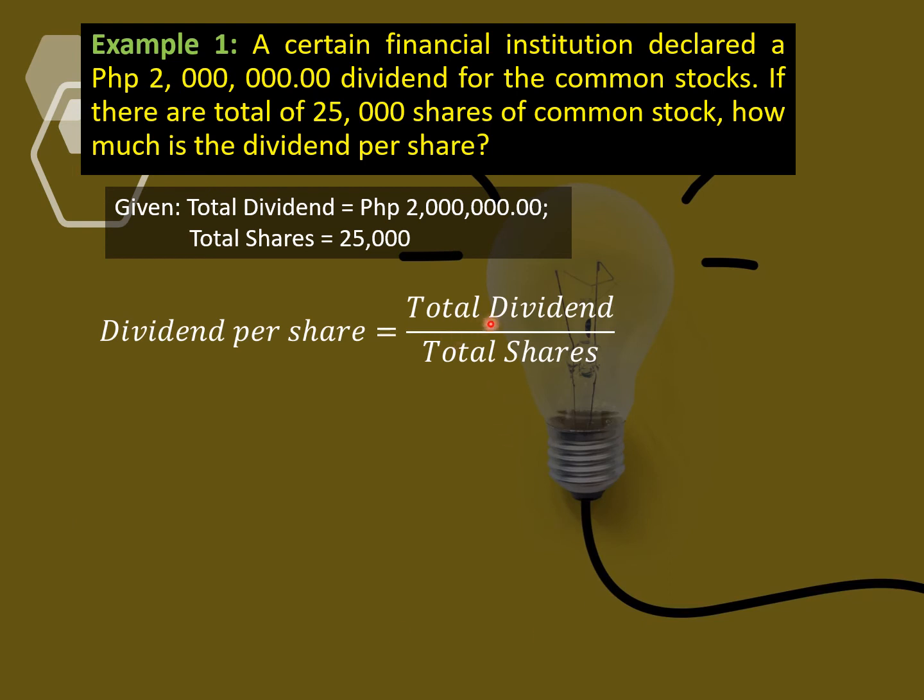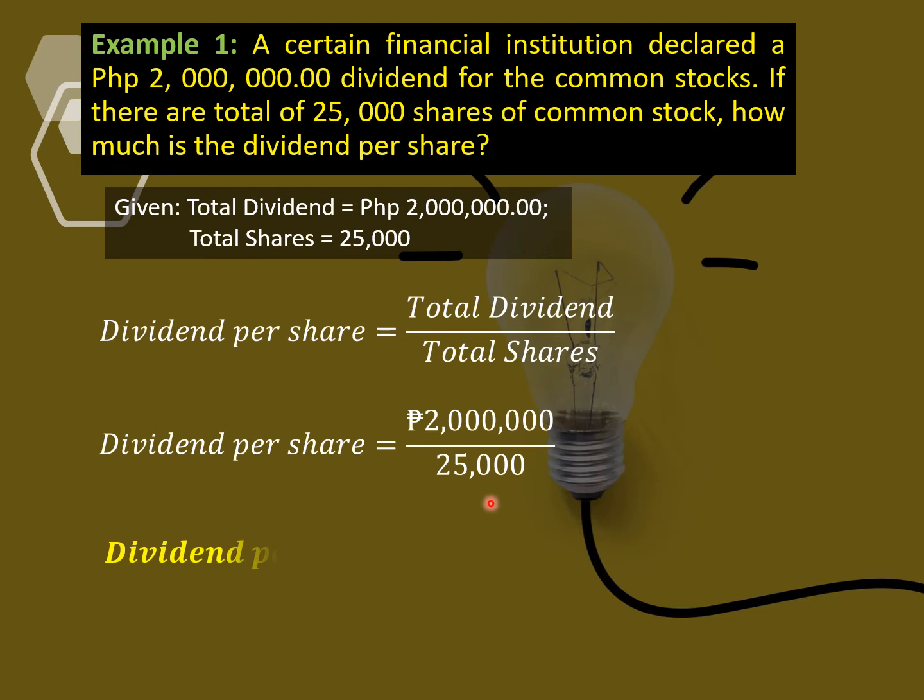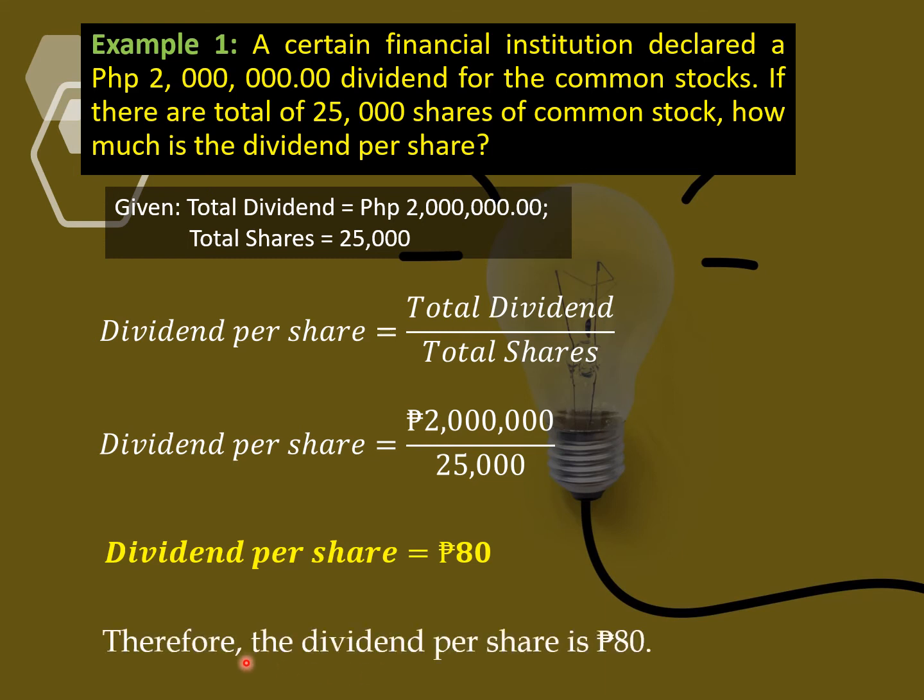Okay, so we have total dividend divided by total shares. Kasi para maging equally divided ang dividend sa kada share. Ayun yun. And then, substitute natin ang given. So we have here 2 million divided by 25,000. So when we divide the 2, that is equal to 80 pesos. Then, lastly, we're gonna have to write the conclusion. Therefore, the dividend per share is 80 pesos. So, ganito lang siya kasimple. Okay, let's proceed to example number 2.